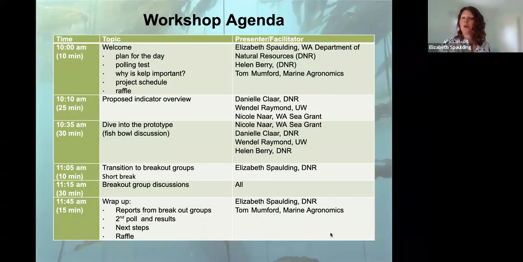Just to give you a quick overview of where we're headed in the next 2 hours, what we would like to do is give an overview of our proposed indicator. We have members from our project team who are going to discuss with you what the general indicator is at this point. And then we're going to move into a discussion where we really look at the prototype and discuss the various aspects and considerations that were taken in the development of this proposed indicator.